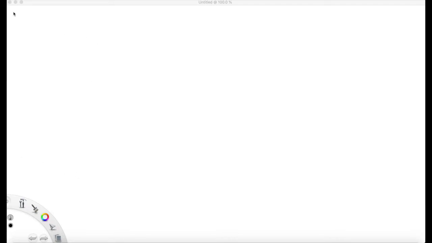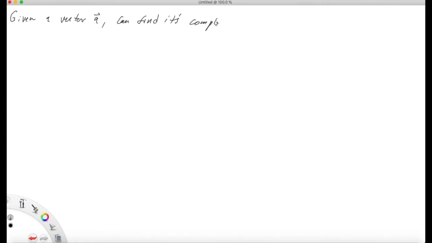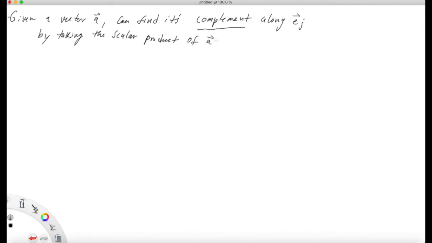After that, we can say, given a vector A, you can find its component along e_j by taking the scalar product of A with e_j and using this orthonormality relation. So now we're going to actually write this out. We want to find the component along e_j, which is just A_j. So we have e_j dot A is equal to a summation with index i of e_j dot e_i A_i.